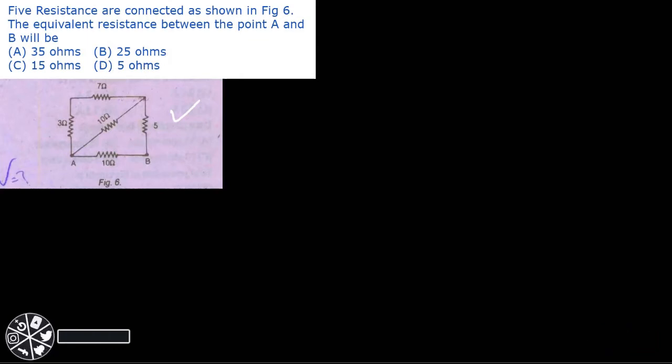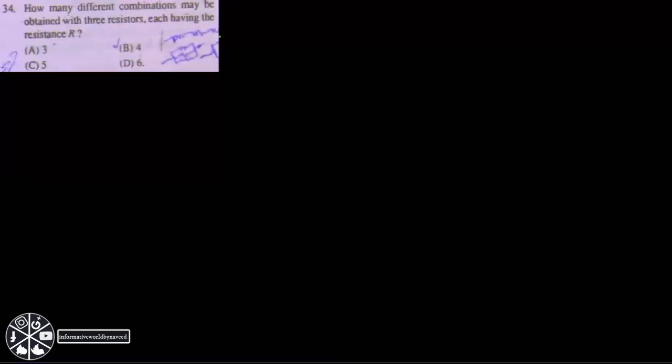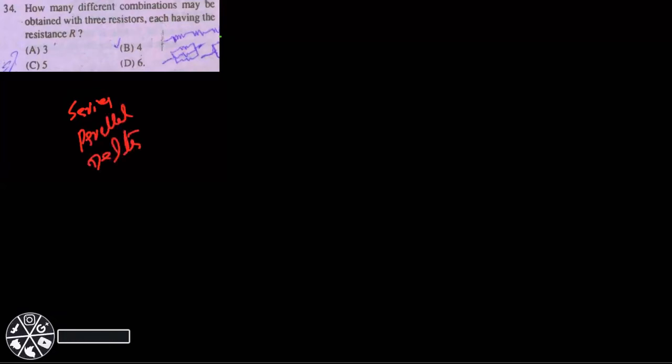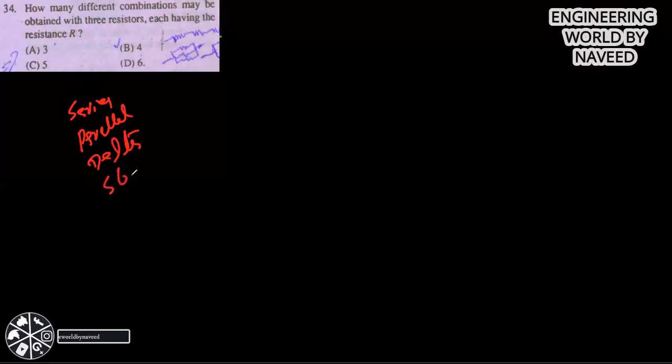Okay, next MCQ is: how many different combinations may be obtained with 3 resistors, each having resistance R? So actually we got 4 combinations. The first combination is series combination, second will be parallel combination, third will be delta combination, and fourth will be star combination. So option B is the correct answer.